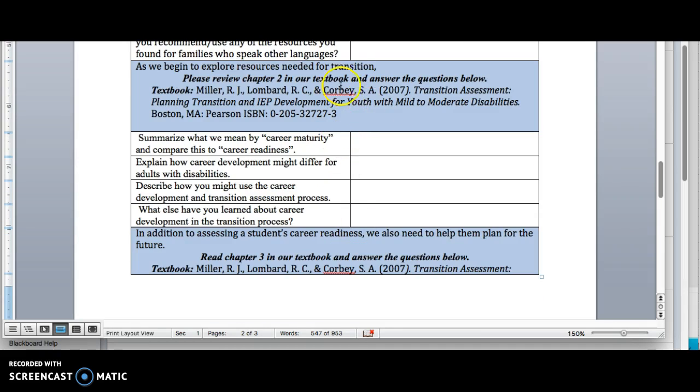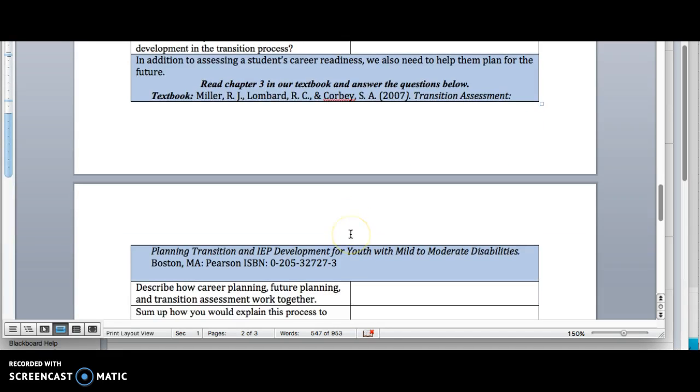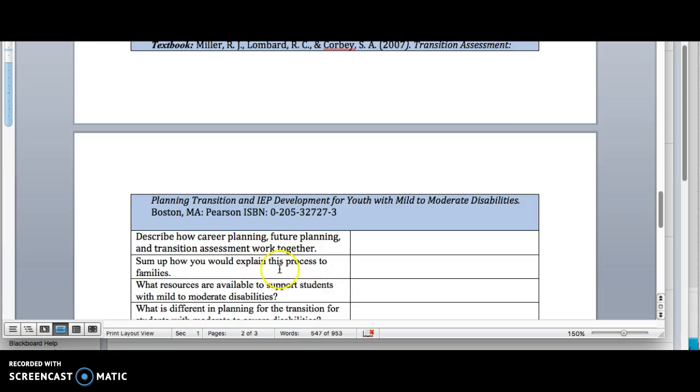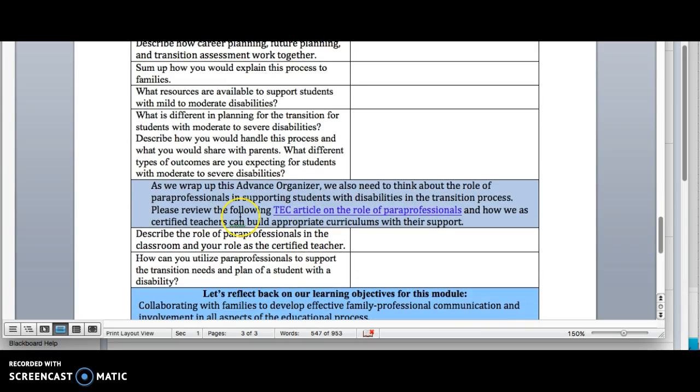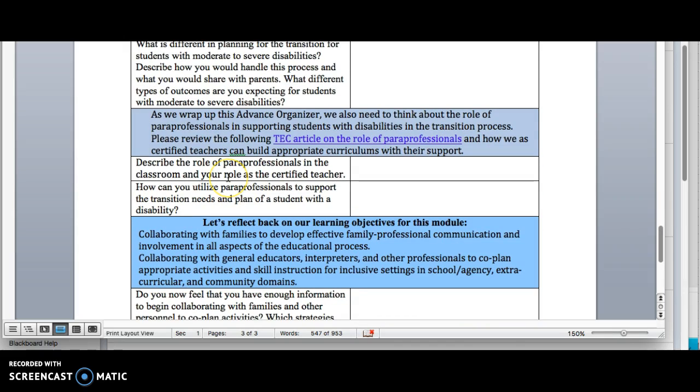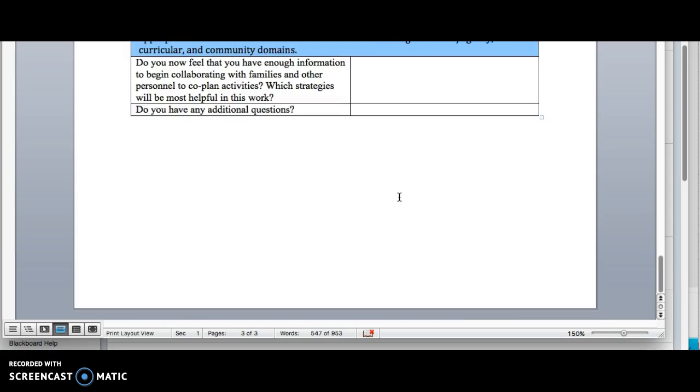There are some prompts that as you read chapter 2 and look at career development, and as you read chapter 3 and think about career planning, to kind of guide your thoughts there. And then as you're kind of wrapping up your learning, there's a TEC article on the role of paraprofessionals or instructional assistants and how we as certified teachers can appropriately work with them so that they can support transition needs. So share what you've learned there.